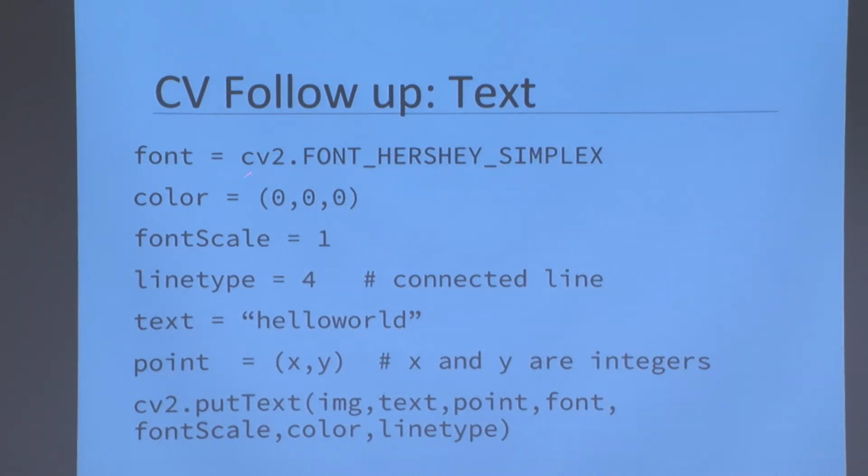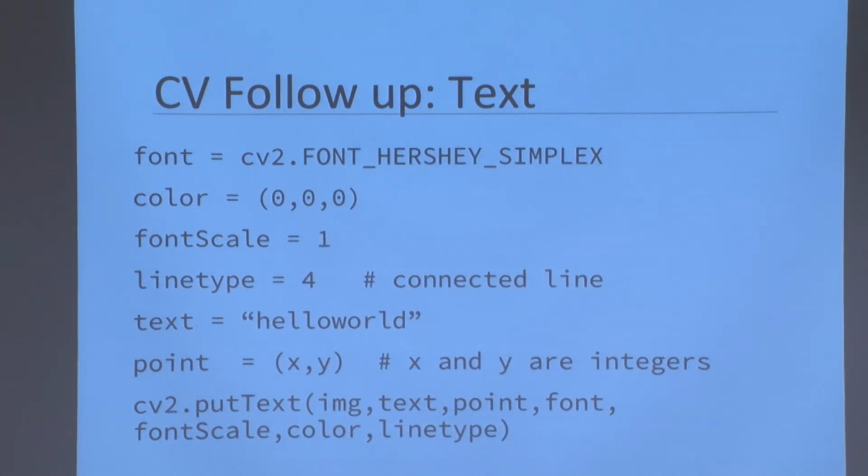To put text onto the screen or your image, you have to first define what the font is. OpenCV has a few different fonts that you can use. So here's just a normal one that I found, kind of a boring looking one. I chose the color to be black. The font scale, that's how large we want the font to be, 1. There's a few different types of lines you can have. I wanted just a solid connected line for drawing the letters out. So that's what the line type means.